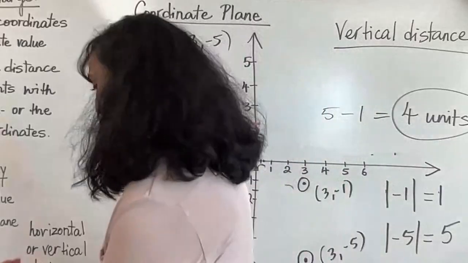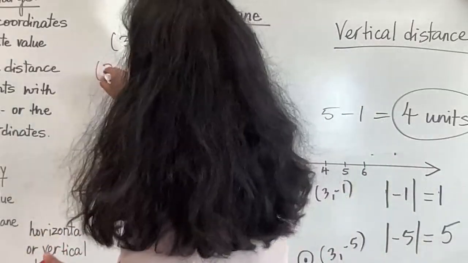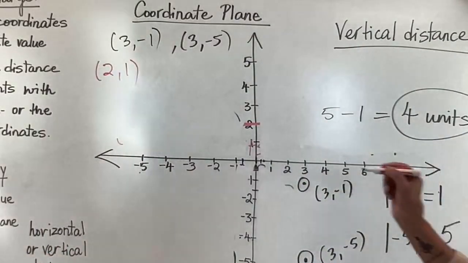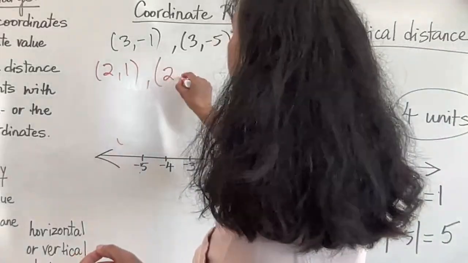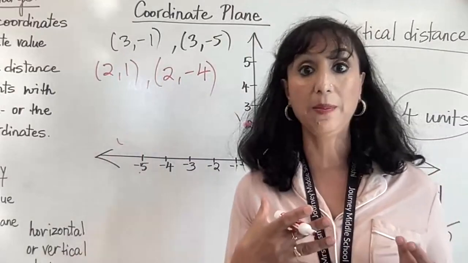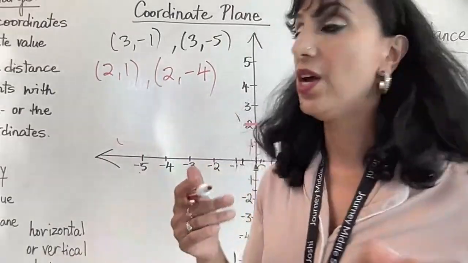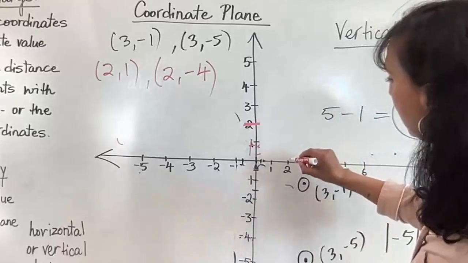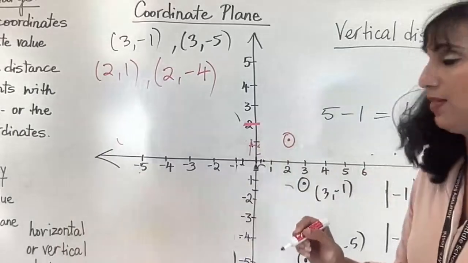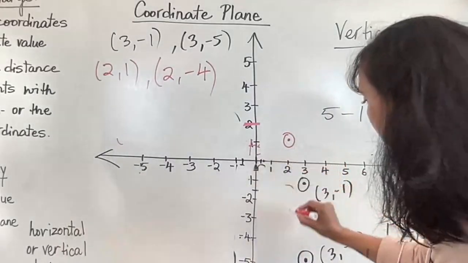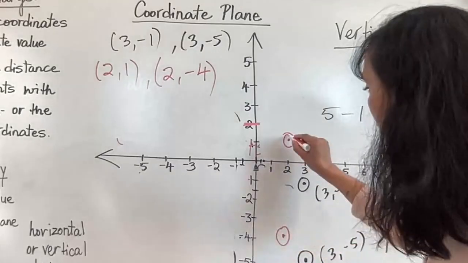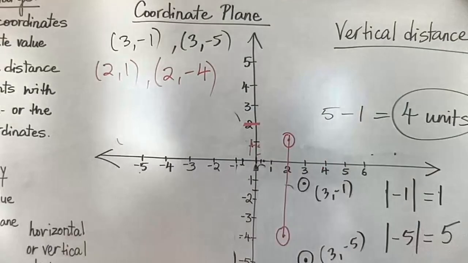And I'm going to use a different color for that. Let's say I have (2, 1), and I have (2, -4). We're still talking about vertical distance, but now we're talking about different quadrants. So if I have (2, 1), this is 2 and this is 1. And then I have 2 and then here is -4. So we are trying to see what this distance is.